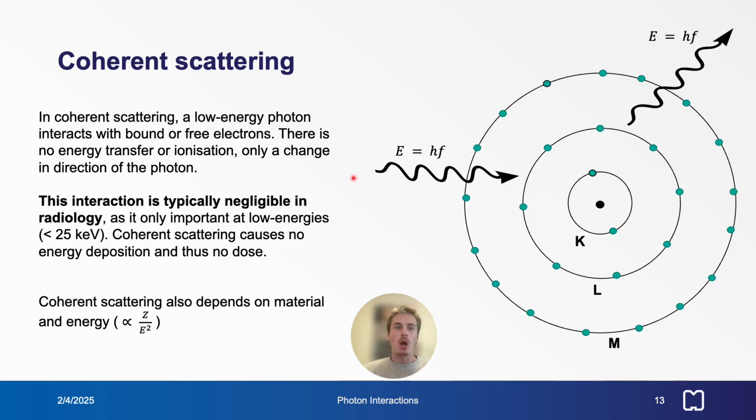Now, in coherent scattering, a low energy photon interacts with bound or free electrons. There's no energy transfer or ionization, only a change in direction of the photon. This interaction is typically negligible in radiology, as it's only important at lower energies such as below 25 kiloelectron volts. Coherent scattering causes no energy deposition and thus no dose, and it's dependent on material and energy.